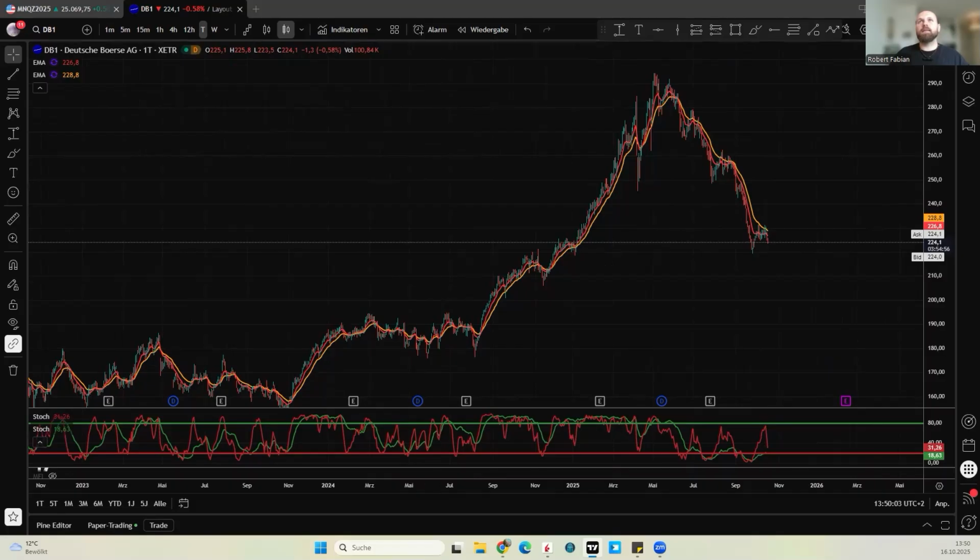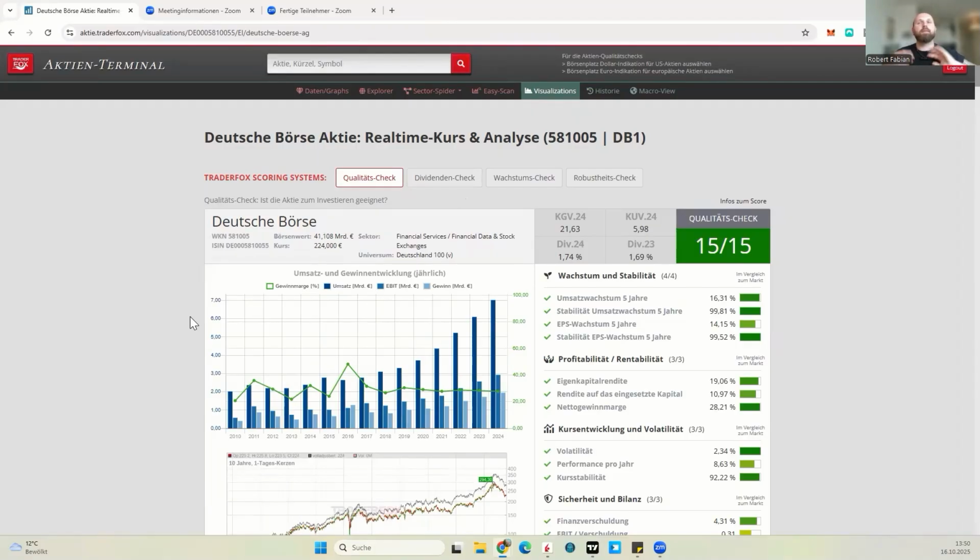So let's take a look at my analyze tool. Here, this tool, sorry about that, it's German. It's called Trader Fox. I'm going to share it with you in the description if you'd like to use it, because we only take a look at the numbers. We don't care about the words. You can just use it no matter where you are.